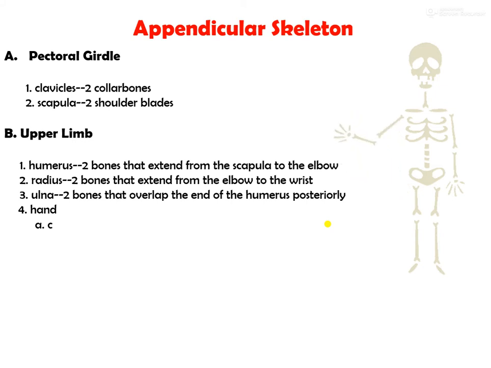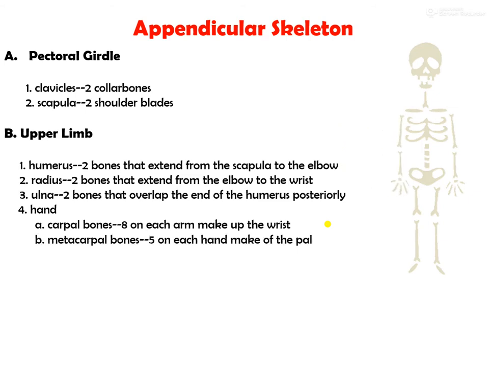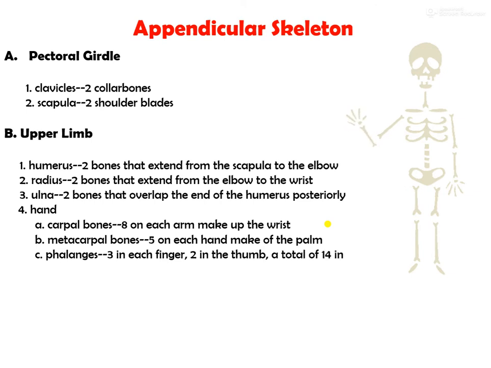Fourth one is the hand. The hand contains the carpals. The carpal bones, 8 on each arm, make the wrist. Metacarpal bones, 5 on each hand, make up the palm. Phalanges, 3 in each finger and 2 in the thumb, a total of 14 in each hand.